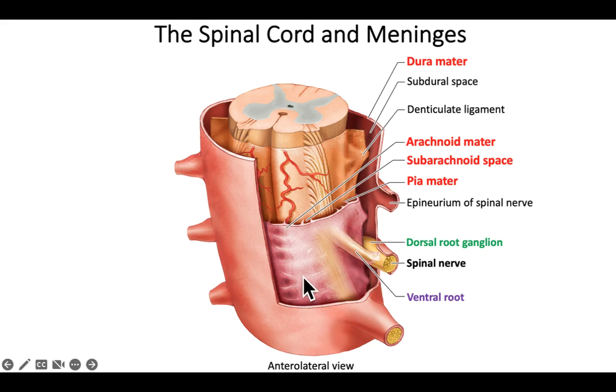So you see the three layers again. You see the nerve. You can kind of see the neurons in there. And then the two roots, the ventral root and the dorsal root, in this case showing the ganglion. The epineurium is connective tissue. So there's connective tissue that kind of surrounds that spinal cord. So that's epineurium.